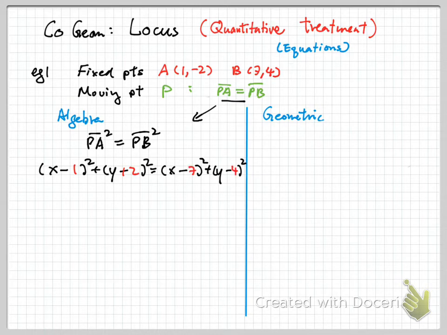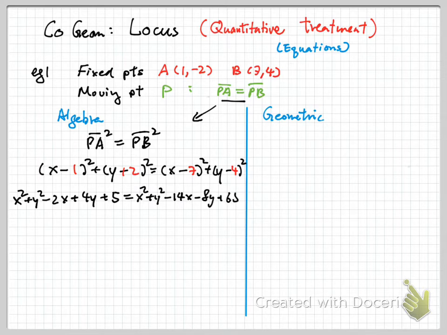Alright, so we expand both left and right hand side. On the left hand side we have x squared plus y squared minus 2x plus 4y plus 5. On the right hand side we have x squared plus y squared minus 14x minus 8y plus 65. So the x squared and y squared cancel, so it's 12x plus 12y minus 60 equals 0. We can divide by 12: x plus y minus 5 equals 0.